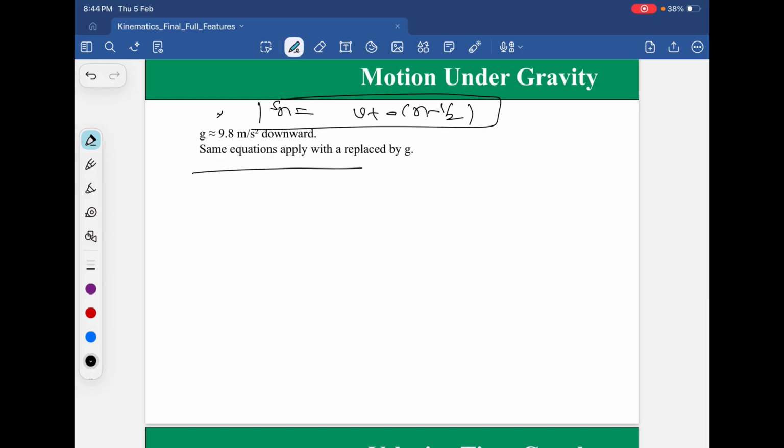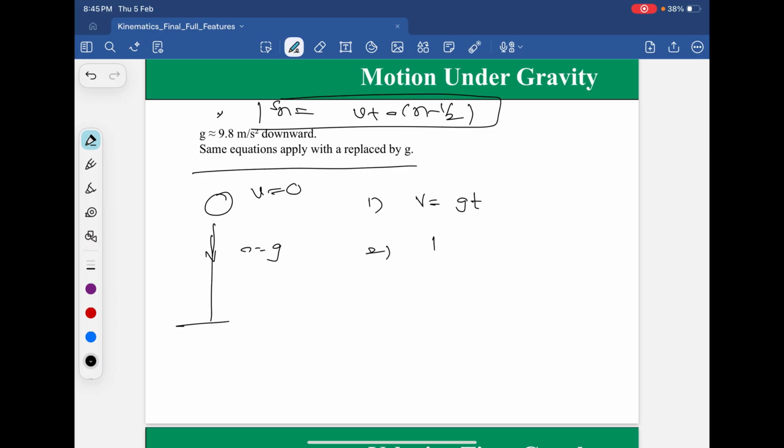So the same equations apply with a replaced by g, also for uniformly accelerated motion with bodies which are falling vertically downwards. So a is equal to g, and starting velocity is 0. You can write the first equation as simply what? v = gt. The second equation you can write as what? ut plus half gt square, but u is 0 here. Simply you can write half gt square, students.